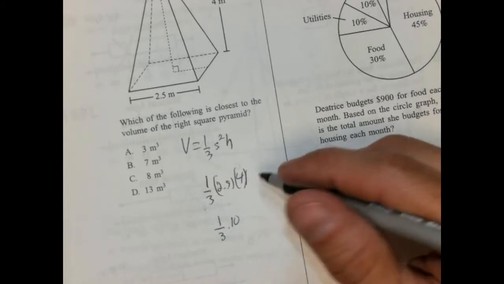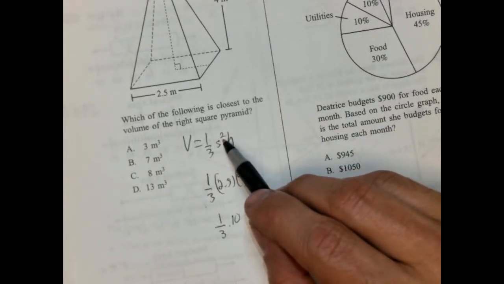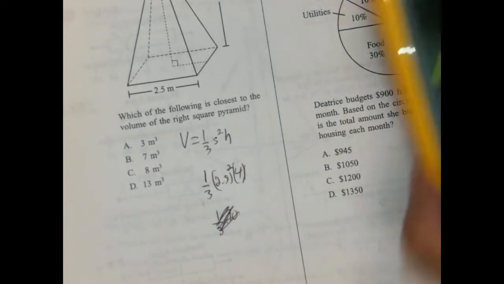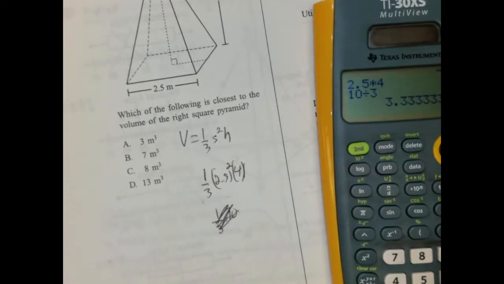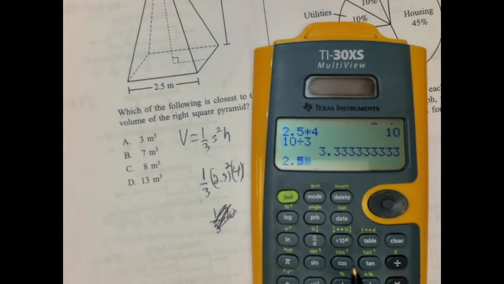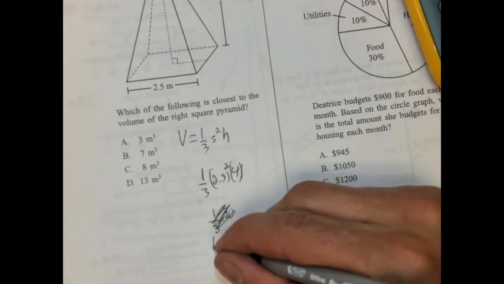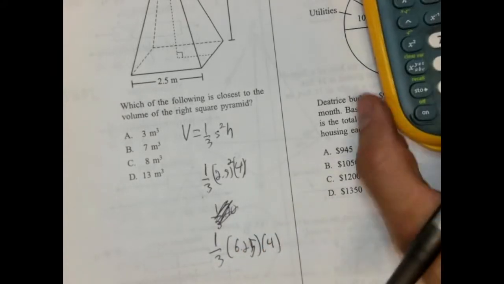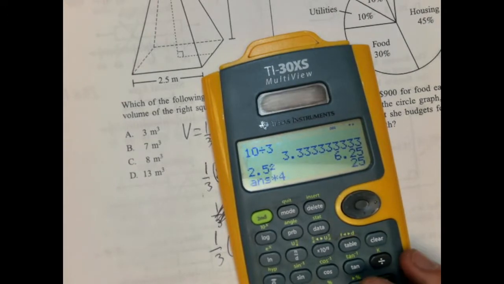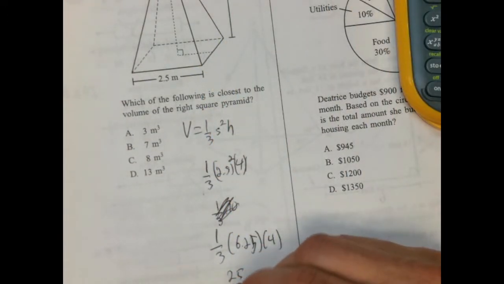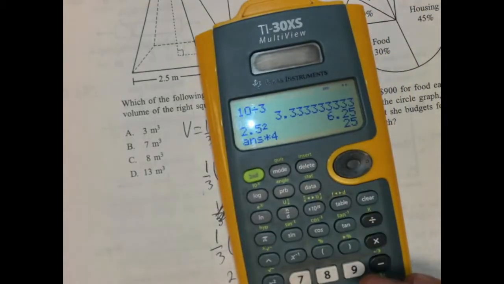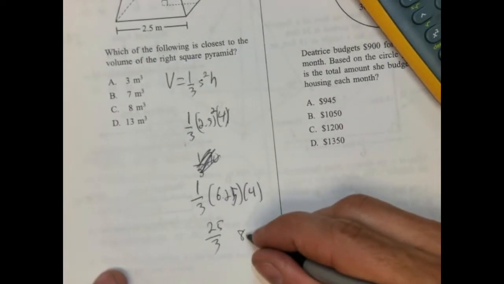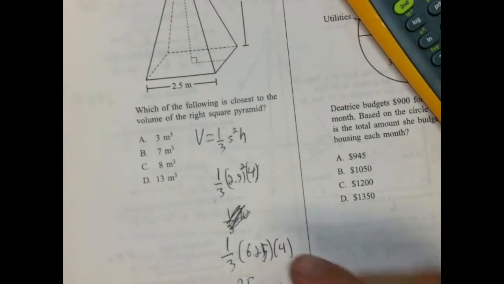Oh, I totally screwed up. You know what I forgot? I totally forgot the squared symbol here, and that would have been bad. So good thing I caught that. Still feeling a little under the weather here. So let's do the exponent first. Let's do 2.5 times itself. 2.5 squared is 6 1/4. All right, so 1/3 times 6 1/4 times 4. And 6 1/4 times 4 is going to be 25. 25 over 3, it should be close to 8. 25 divided by 3. Yep, 8 1/3. So roughly 8 1/3. The closest one would be right here.